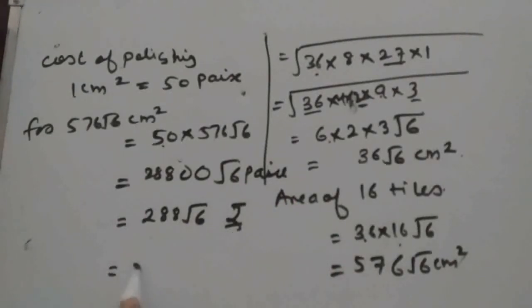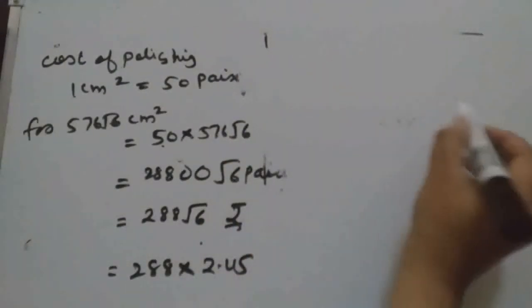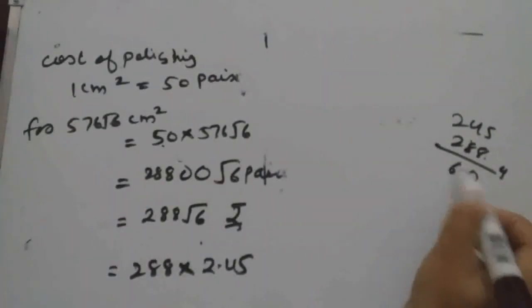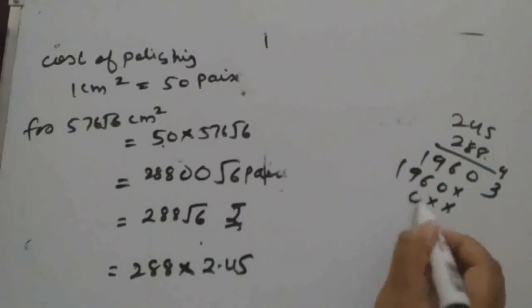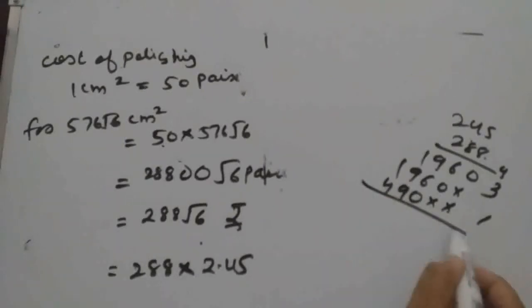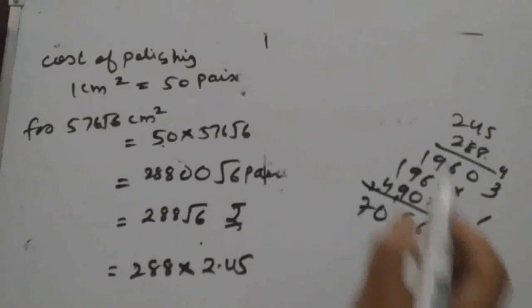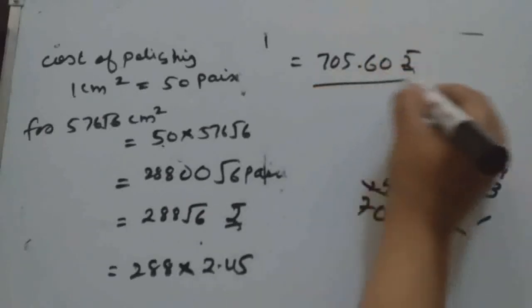Now root 6 we can convert. Root 6 is approximately 2.45. So now we can multiply this to get the final answer. ₹705.60 is the total cost.